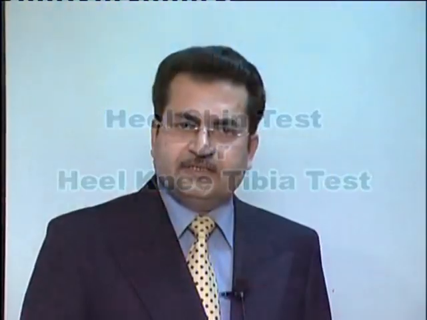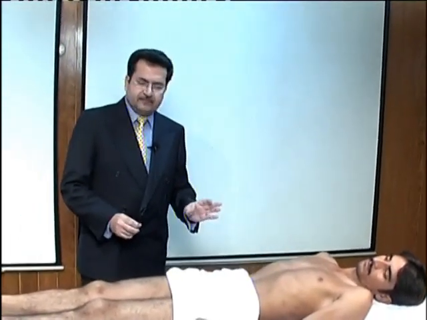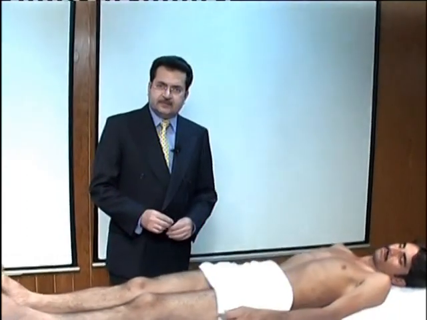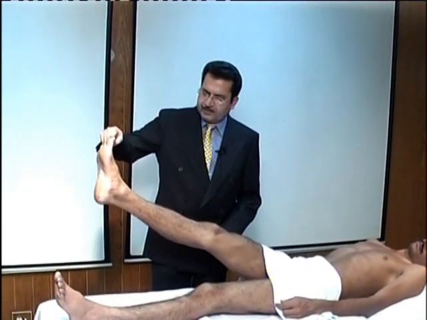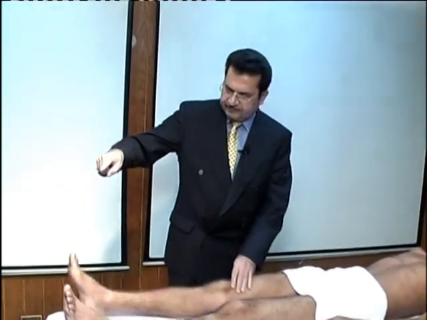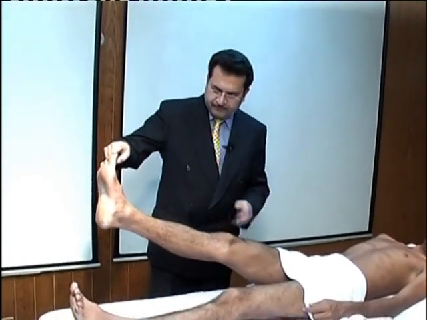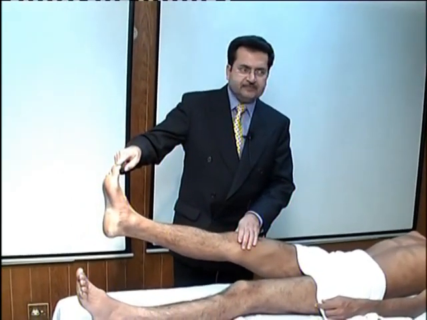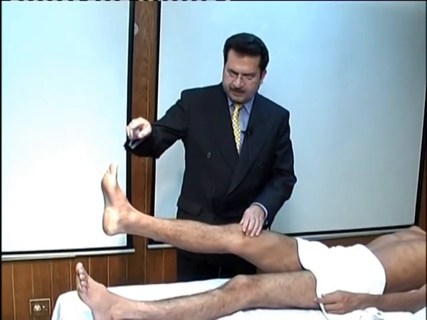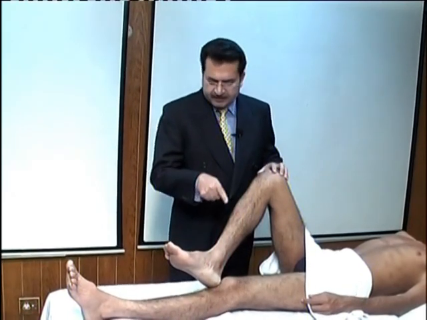To check the coordination in the lower limb, we perform a test called heel shin test. In this, we instruct the patient beforehand and then we elicit the test. Ask him to lift his foot up and see whether he can. First of all, he will lift his foot up and try to touch your finger. And during this lifting, you will be able to know that whether he has got any problem with the coordination or not.